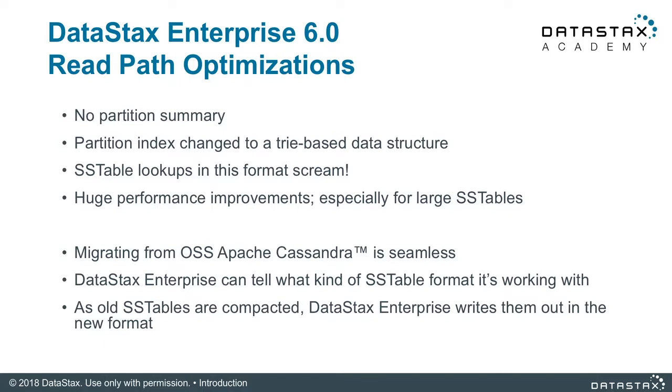If you're migrating from open source Apache Cassandra to DataStax's distribution of Apache Cassandra, no big deal. What DataStax's distribution of Apache Cassandra does is it'll read your old SS tables as you had them with the open source version and convert them to the new version as it does compaction. We cover compaction in a different section.